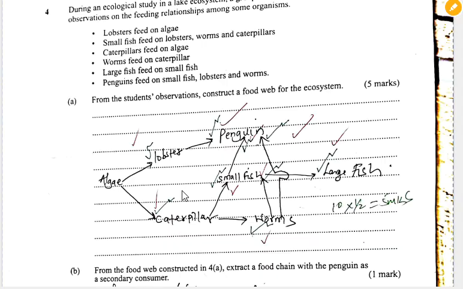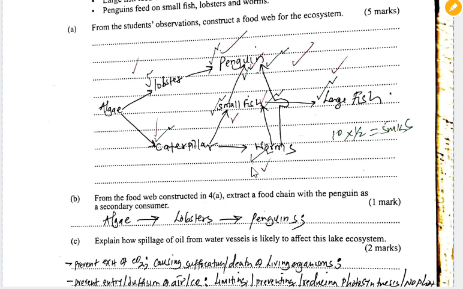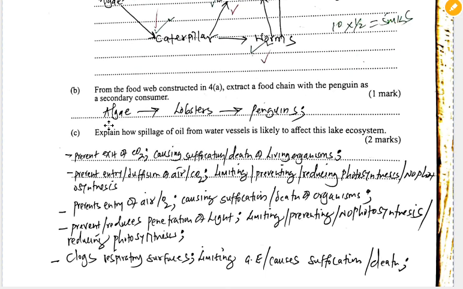From the food web constructed above, extract a food chain with penguin as a secondary consumer. That is algae. Algae is a producer, lobster primary consumer, then a penguin secondary consumer. In this case, it ends as a secondary consumer. There is no other organism feeding on the penguin. Then explain how spillage of oil from water vessels is likely to affect the lake ecosystem.